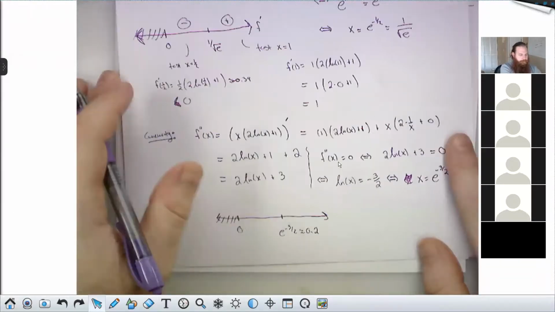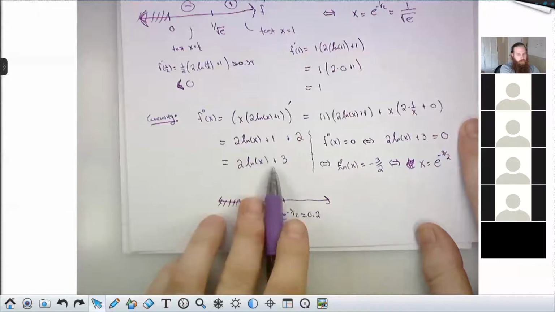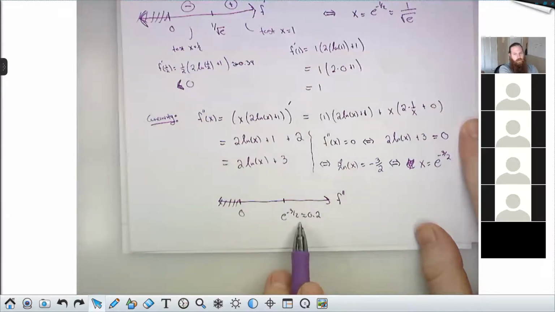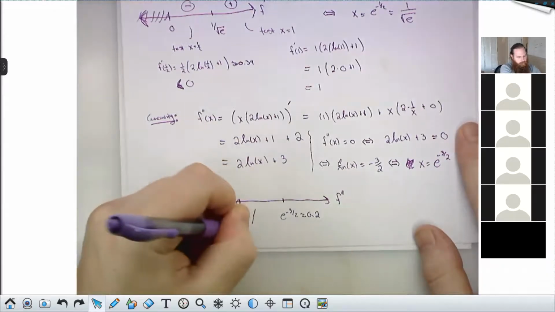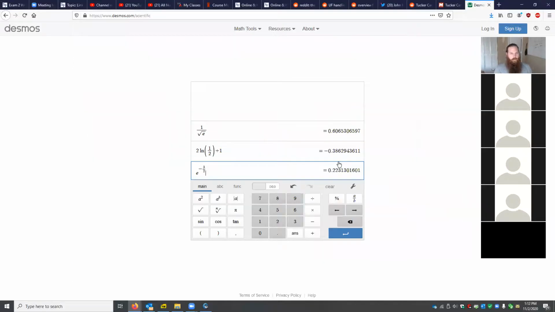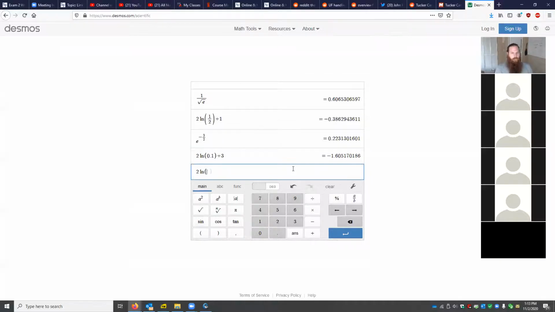All right. So here's my function, 2 ln x plus 3. This is my second derivative. Here's the number line for the second derivative. Here's the only place where that is capable of changing sign. If I test something to the left of this, like 0.1, I get 2 times the natural log of 0.1 plus 3. Let's just use the calculator here. Sure enough, it's negative. If I test something to the right, like 1, we get something positive.